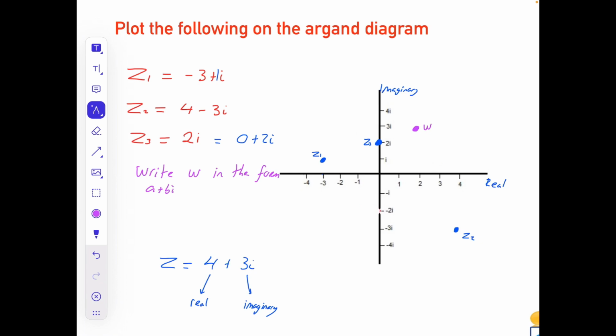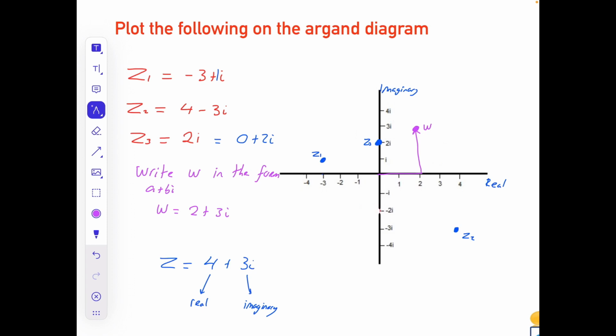All it's asking you is, what is the point or the complex number W? So W, we can see it's 2 on the real and then 3 on the imaginary. So it'll be W is equal to 2 plus 3i. Okay, so there's only two ways that they can complicate this. They can say, plot the following points, or what is the following point?